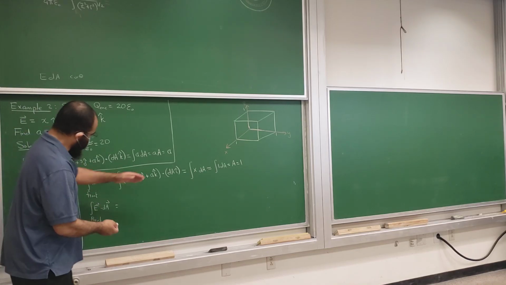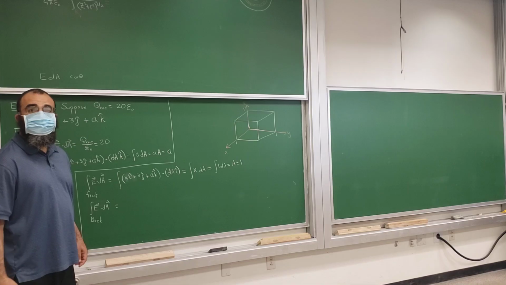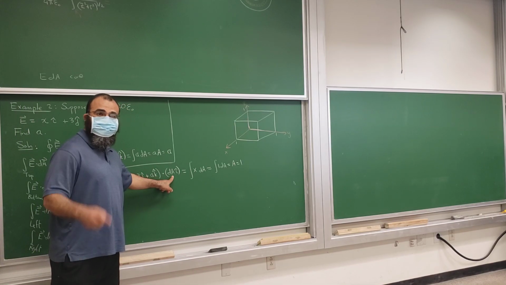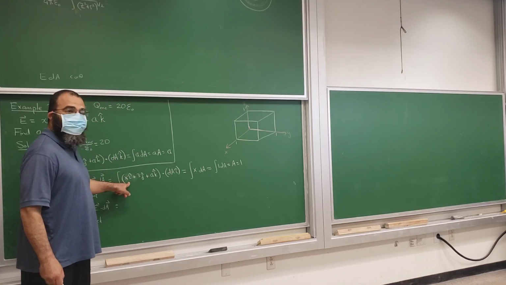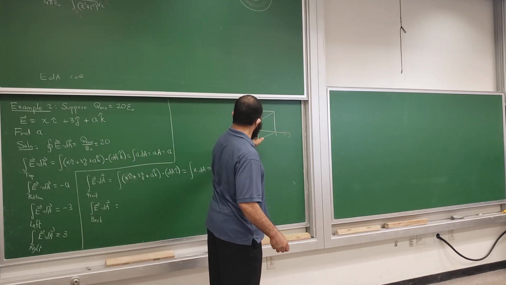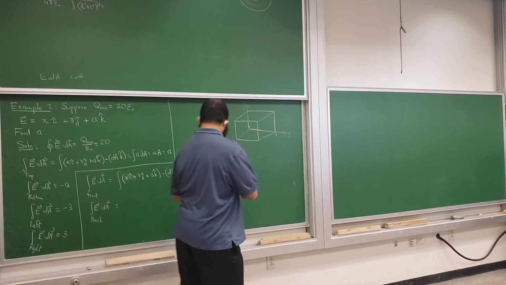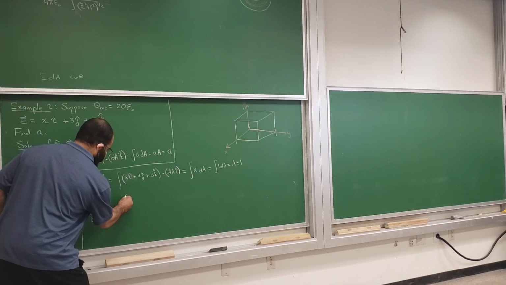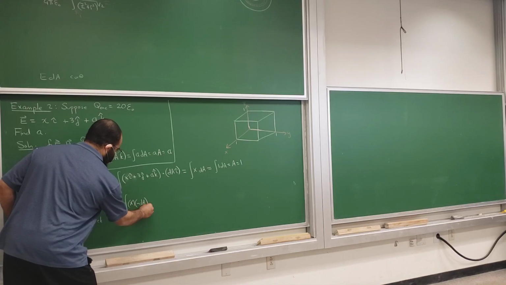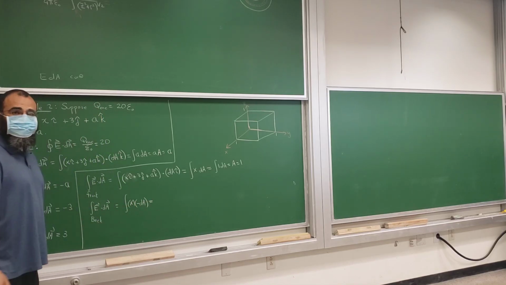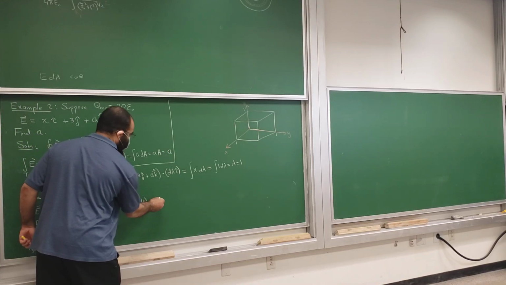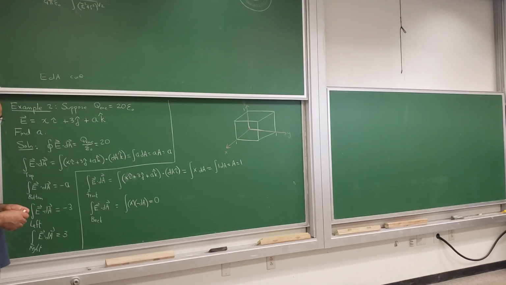What's the only change? Negative x i hat. This will be in the negative i hat direction, right? Also, x equals 0. And x at the back end is how much? Yeah, x at this face here is 0, right? So we get x times negative dA, but x itself is 0. So this is just 0.